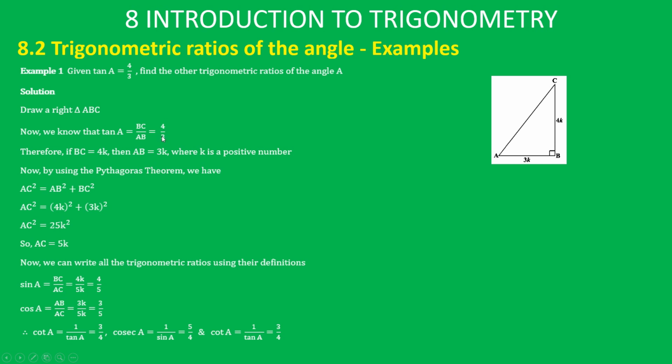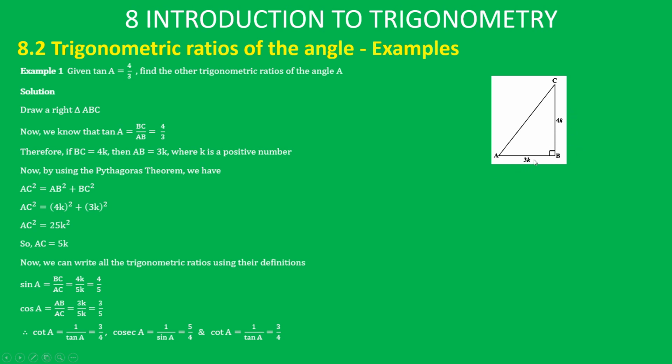Yes, 4 by 3. Now we appreciate that trigonometric ratios are ratios of the sides of the triangle, correct? The tangent of angle A, tan A, is equal to BC by AB, that is 4 by 3. Therefore, what does it mean? BC by AB equal to 4 by 3 means BC and AB are in the ratio of 4:3, correct?